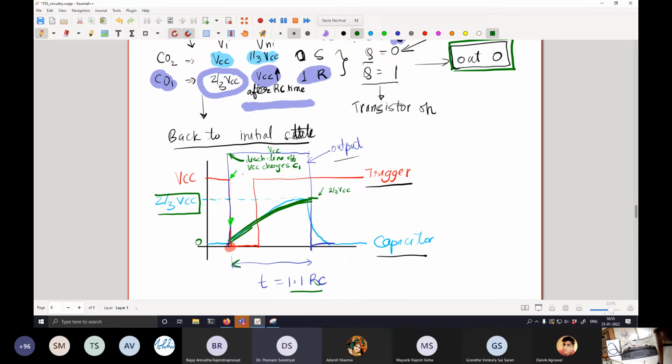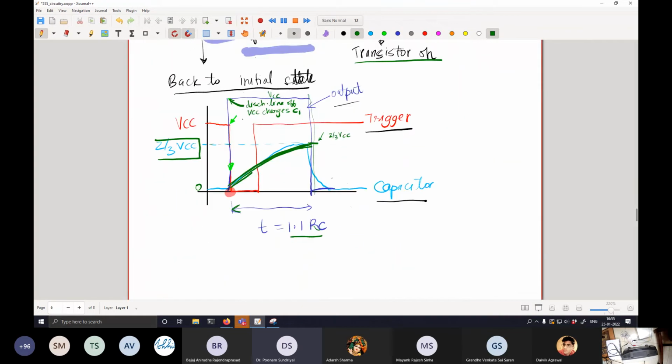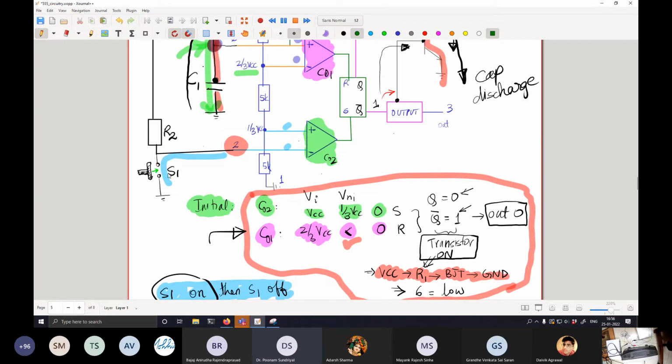The output has dropped to zero. At the same time, the discharge transistor has also become on. So the capacitor is shorted, as a result of which the capacitor voltage will suddenly decay to zero. This decay time is much faster. I'm drawing it like this, but actually it decays very, very fast. Now the system will wait for another press of the switch. The trigger has again gone high, and this point is the same as this point. Now the system is again waiting for you, with the pull up resistor, to give this input.